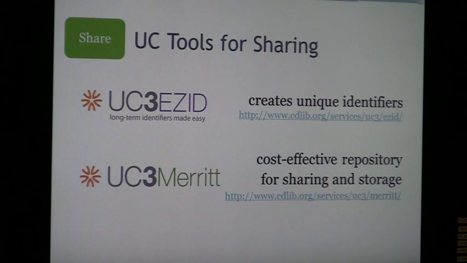So another option or service that we have for sharing is Merritt. This is a repository that is available to the UC community. This is the one service that I will talk about that is not free. You do have to pay for this one. But essentially it's sort of a cheaper version of cloud storage. So if you have something where you may be wanting to share with a research team that you're working with and it needs to be online, Merritt is an option.